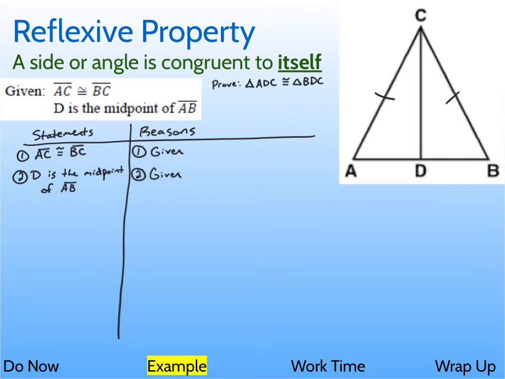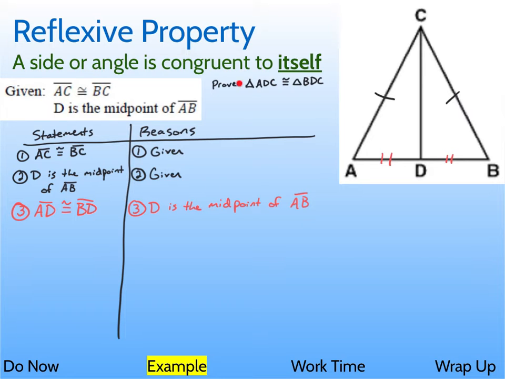Since D is in the middle of AB, it cuts AB into two congruent segments. AD and BD have to be congruent to each other. So I'll label that first, and then I'll write it in the proof. So we have that AD is congruent to BD, and the reason, of course, is just this given statement that D is the midpoint, because if D is the midpoint, it would split up this segment into two equal parts.